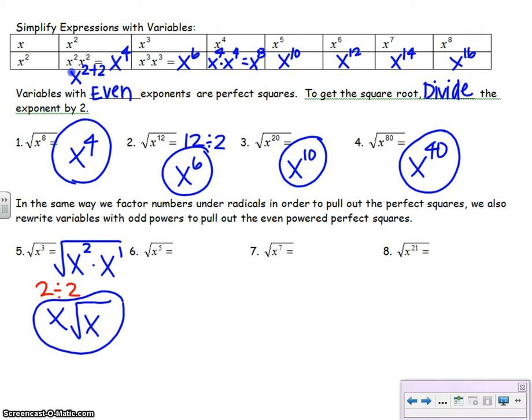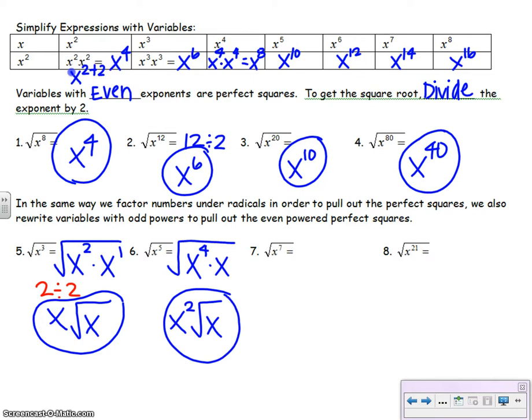Let's try that again with the square root of x to the fifth. We'll break that down to x to the fourth times x to the first, and then separate that. 4 divided by 2 gives us x to the second root x, and that's our answer. Again, for x to the seventh, we'll break that down to x to the sixth times x, and the square root of x to the sixth is x to the third root x.